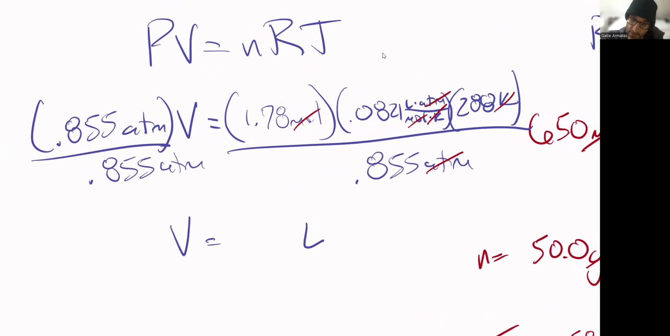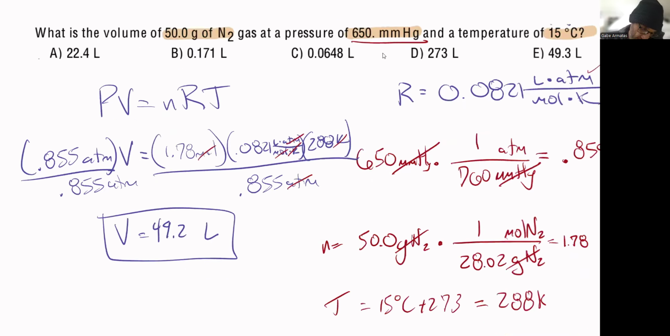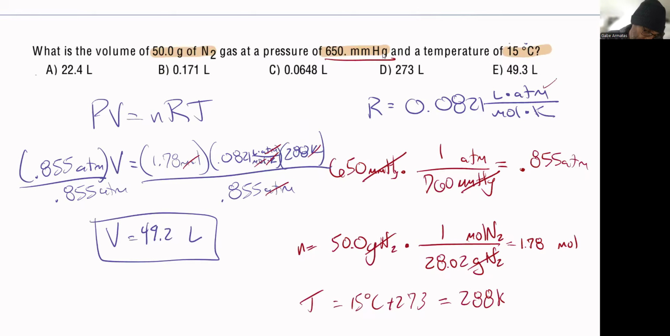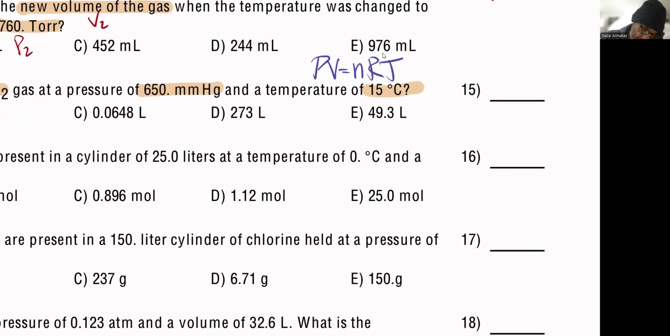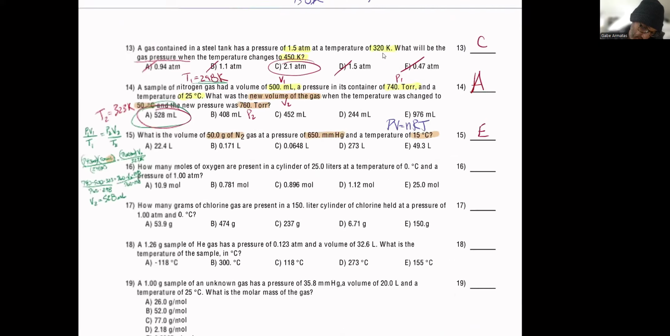And so now we do math. 1.78 times 0.0821, enter, times 288, enter, divided by 0.855, enter, 49.2 liters. 49.2 liters is going to be my volume. 49.2 looks like it rounded fine. E is going to be my answer for this one. So E is the answer for this.